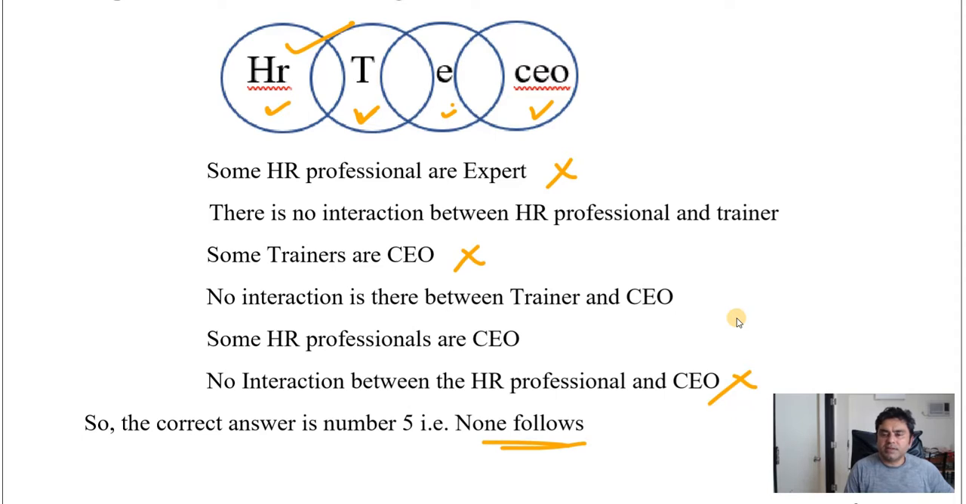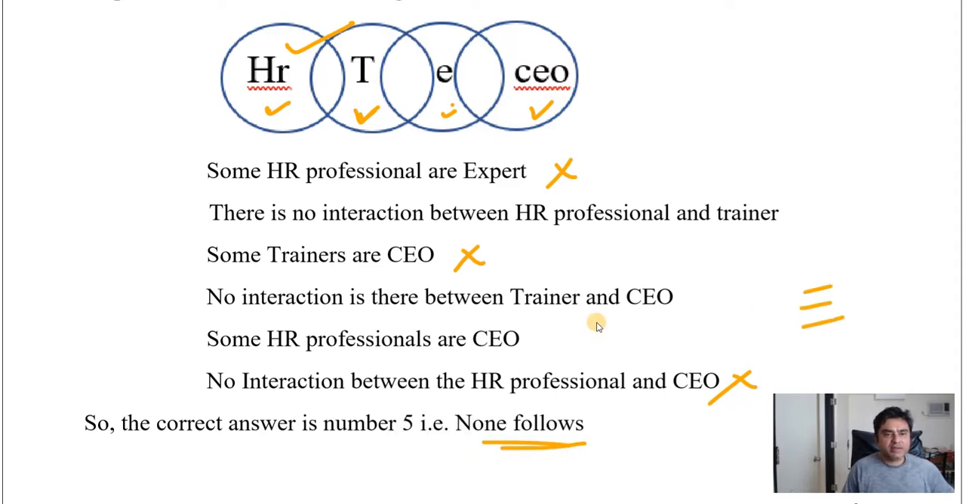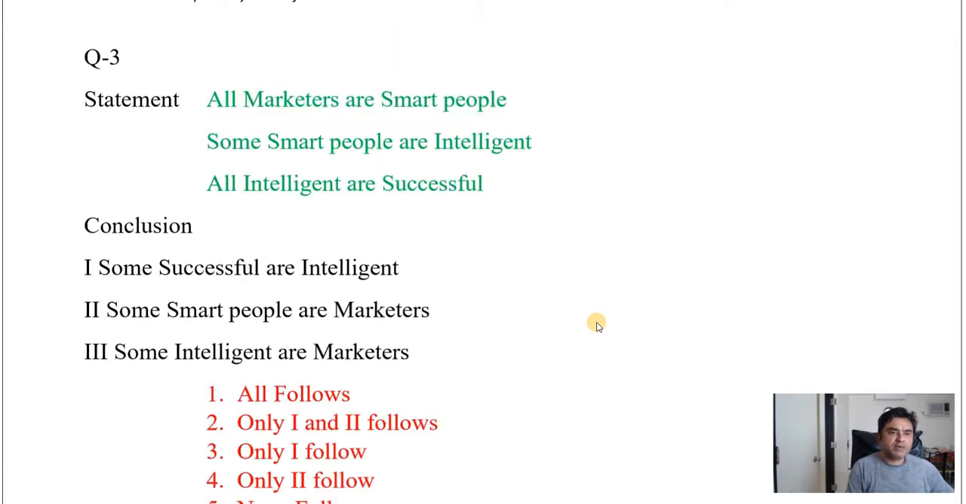Next, all marketers are smart people. So here "all" is written. Some smart people are intelligent. All intelligent are successful. So these are three premises. Now look at conclusions 1, 2 and 3.